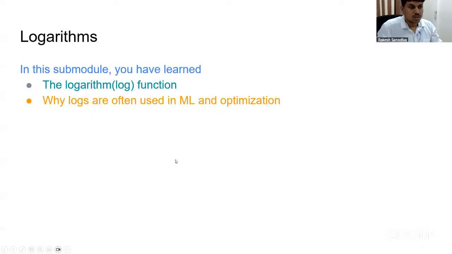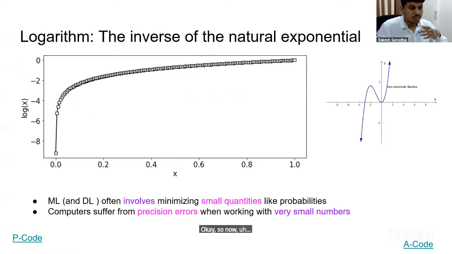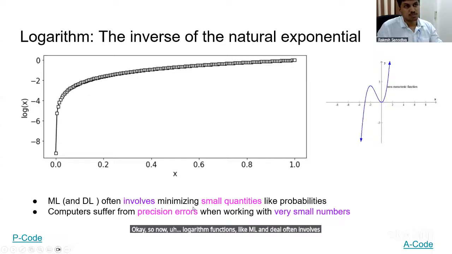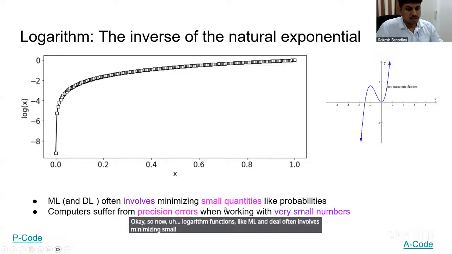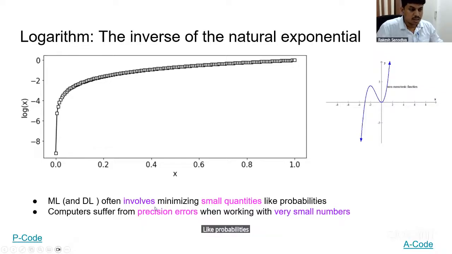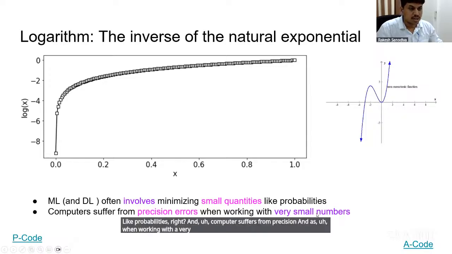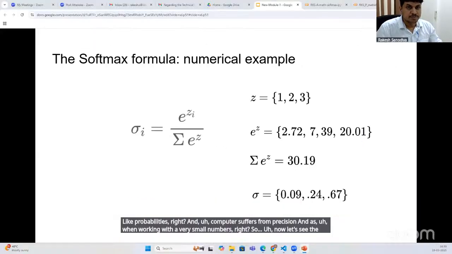Okay, so now logarithm functions in ML and DL often involve minimizing small quantities like probabilities, right? And computers suffer from precision errors when working with very small numbers, right? So now let's see the code.